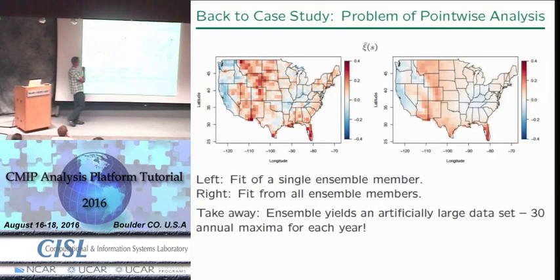the problem of a pointwise analysis: if I were to fit each of these independently, what I have here on the left is the estimate of xi from a single ensemble member. And then here is that luxury I have with the 30 ensemble members. And what we see is we can get a much smoother map. The uncertainties, which I don't show on this slide, have of course shrunk because I've got these 30 annual maxima. But in the typical situation, you don't have this large ensemble. And so the challenge of a pointwise analysis is that there's a lot of uncertainty associated with these, and subsequently, you get point estimates that have a lot of spatial variation.